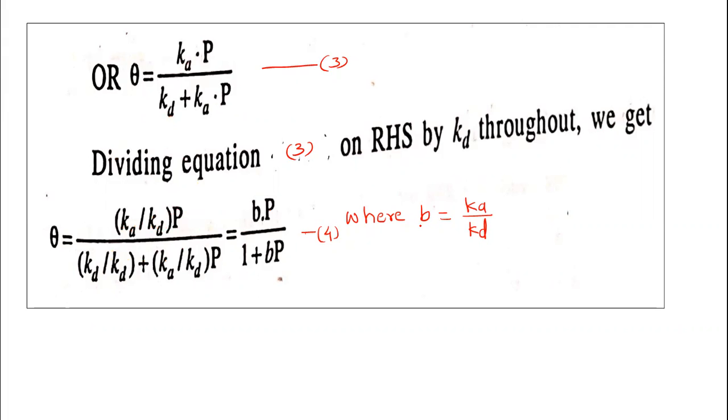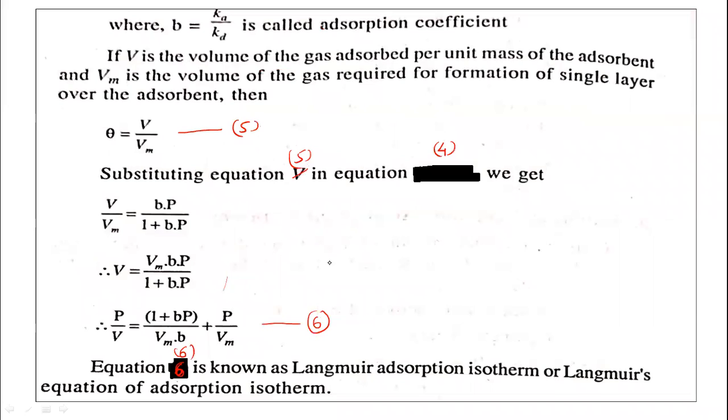So let us take B equal to Ka upon Kd. So B into P divided by 1 plus B into P. Therefore we get the equation theta is equal to B into P divided by 1 plus B into P. B is another constant here. You can see this equation, equation 4. So let us proceed further.